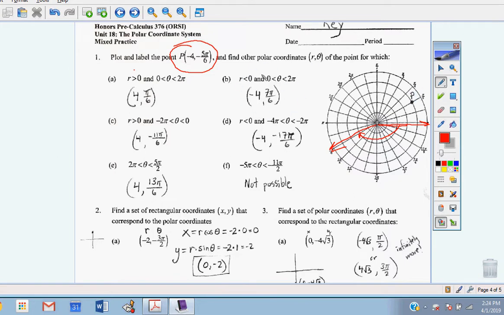This is a way of naming it such that r is negative and theta is between 0 and 2 pi. Well, I can get there by going in this direction all the way to 7 pi over 6, right? But then doing a negative 4. So depending on which way you revolve and how many times you revolve, these answers all work. Now, this one's not possible.